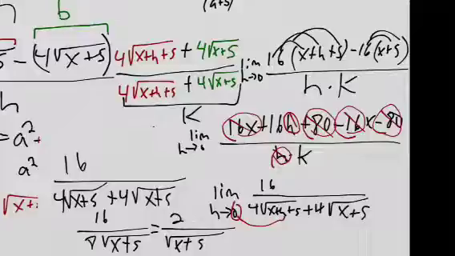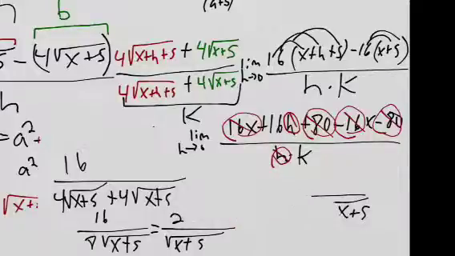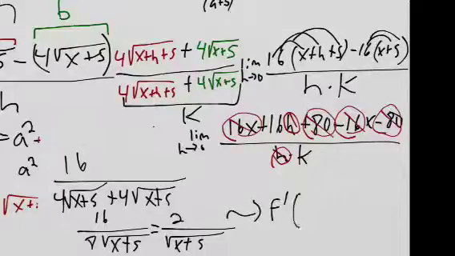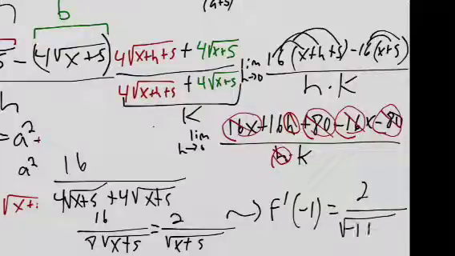It asks you to plug in -1 to the derivative, so if we really want to finish this up, we're going to have to do that. That's f prime x, so if we plug in f prime -1, we get 2 over root -1 plus 5. Well, you know -1 plus 5 is 4, and the square root of 4 is 2, so our final answer simplifies to just 1. So f prime -1 is 1. The slope of the tangent line at -1 of our original function is going to be 1.